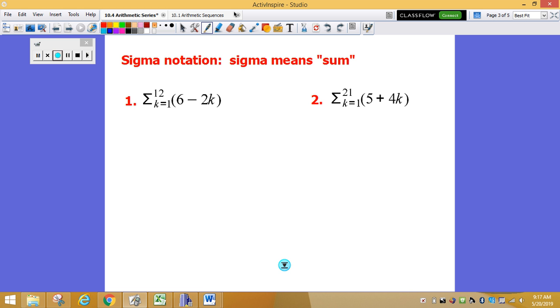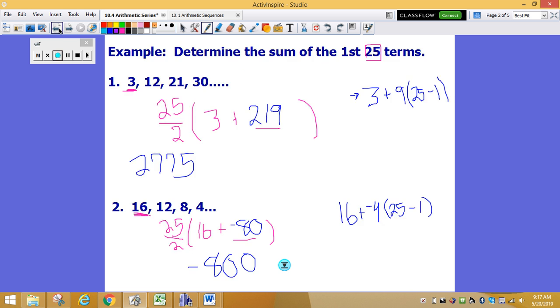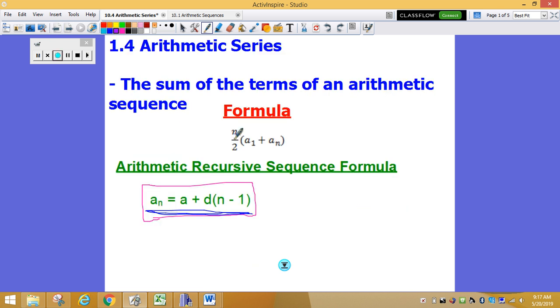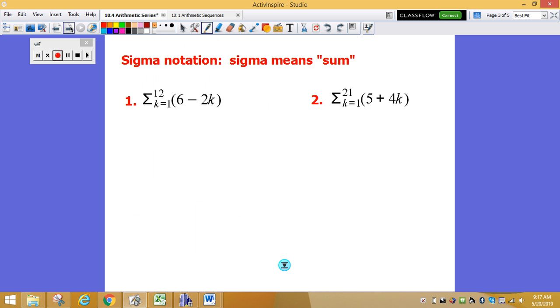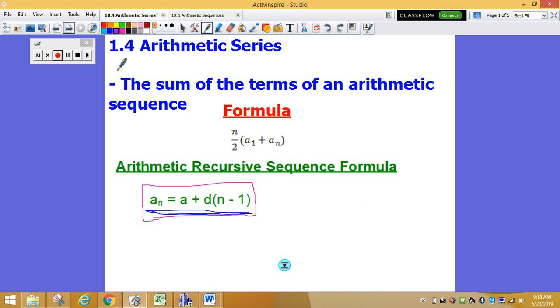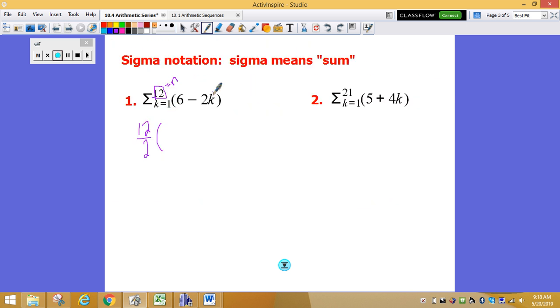So let me show you how we do a problem if it looks like this. It's actually easier than the ones we just did. So again, my formula is n divided by 2, and you get your n from this top number. So in your notes, I would write that that top number is n. So for this problem, I'm going to do 12 divided by 2. Then I need my first term and my last term. So let's go find those. To find the first term, I'm going to plug in a 1 right here. So I'm going to do 6 minus 2 times 1.